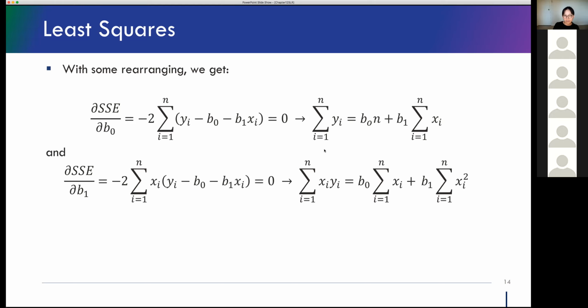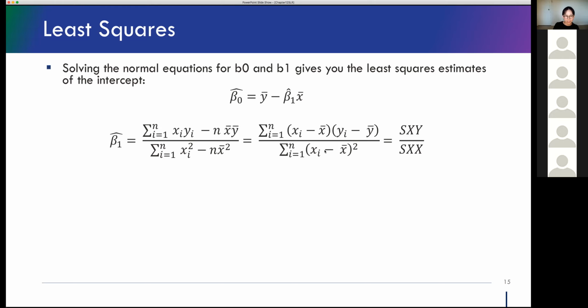Okay, so these are the normal equations, and we solve them and we will get the estimates. Well, this looks very complicated, right? So beta 0 hat is y bar minus beta 1 hat x bar, where y bar and x bar are the means of y and x. And beta 1 hat is like this.